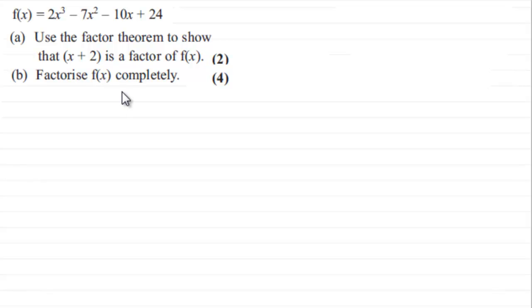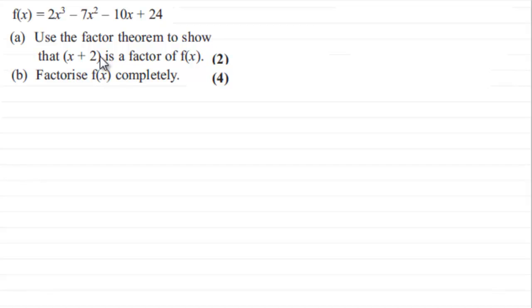Okay, welcome back if you did have a go. So let's just see how we'd go about part A. So we're given this cubic expression, f of x equals 2x cubed minus 7x squared minus 10x plus 24.